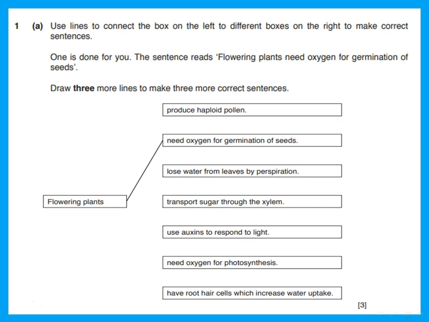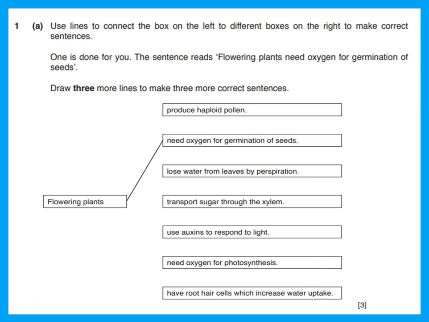So the first question said, use lines to connect the box on the left to different boxes on the right to make correct sentences. One is done for you. The sentence reads, flowering plants need oxygen for germination of seeds. Draw 3 more lines to make 3 more correct statements.